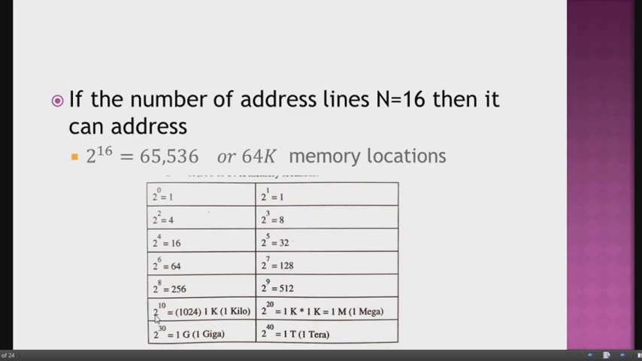Importantly, you can observe 2 raised to 10. 2 raised to 10 is equal to 1024. So, these 1024 memory locations are considered as 1K. Similarly, 2 raised to 20 is represented as 1K into 1K, that is nothing but 1M. 2 raised to 30 is considered as 1 giga, and 2 raised to 40 is considered as 1 tera.